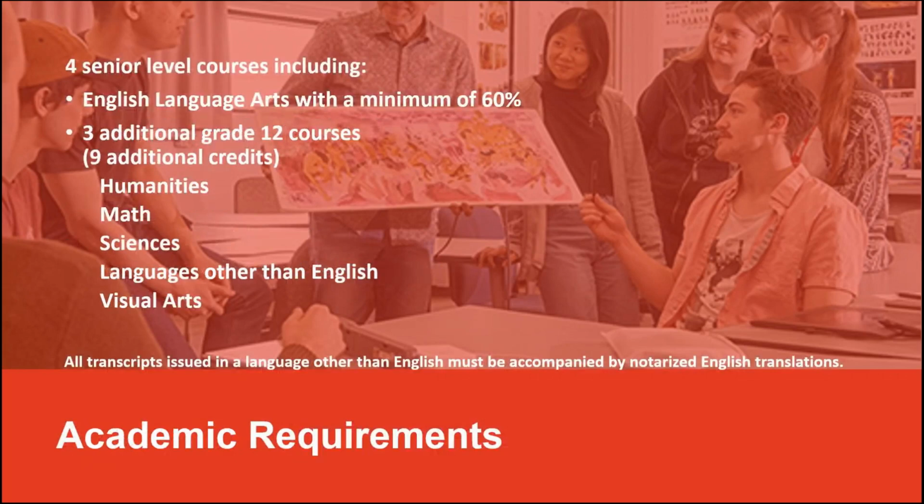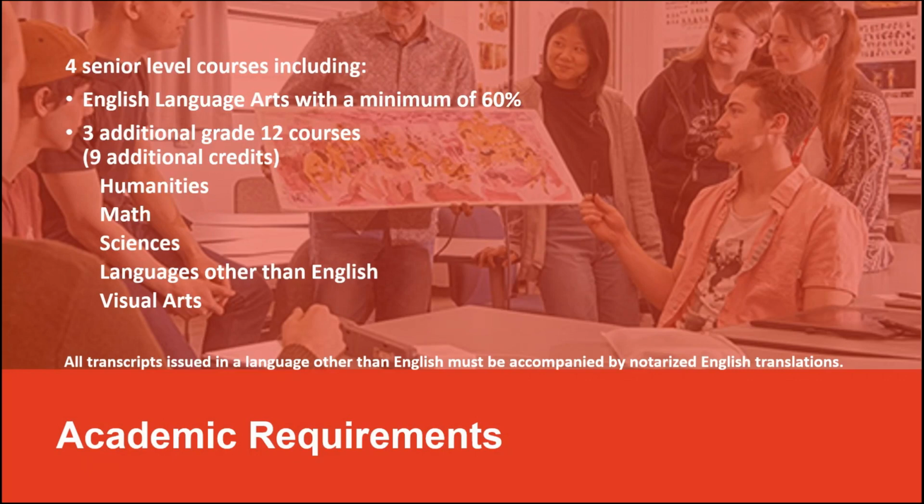So here's the academic requirements. This is what we're looking for. So 4 senior level courses. So depending on what programming you're in, the final year of your high school, we're looking for 4 courses. And obviously completion of that final year of high school. So the only course that we really require is some sort of English language arts with a minimum of 60%. So English language arts could be a course that you've taken on literature, or it's about academic writing, not about studying literature necessarily, but it's about academic writing.